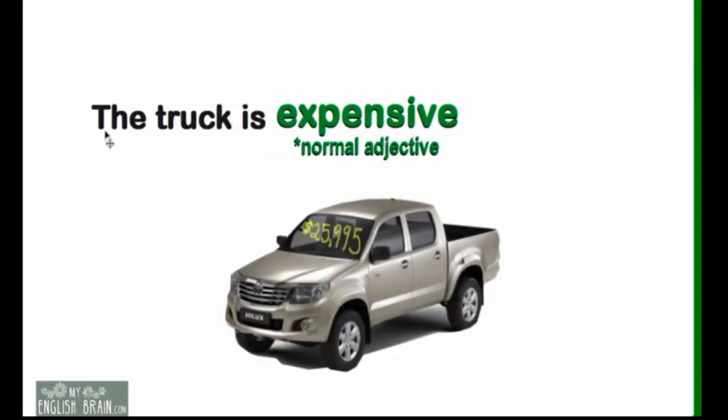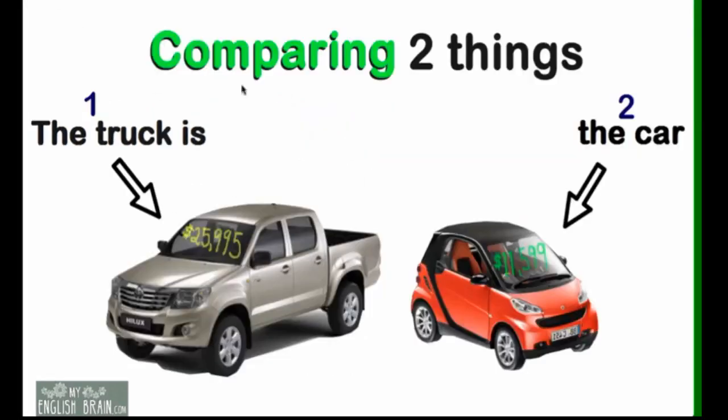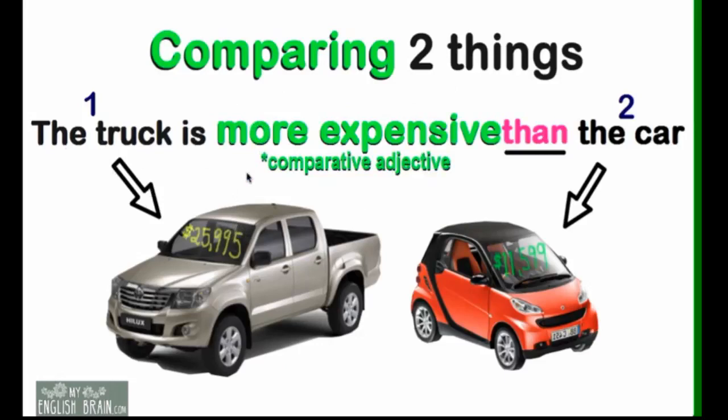Another example, the truck is expensive. Again, this is a normal adjective to describe the truck. But when we are comparing two things, again, we use the comparative adjective, and we say the truck is more expensive than the car. Again, more expensive is the comparative adjective.